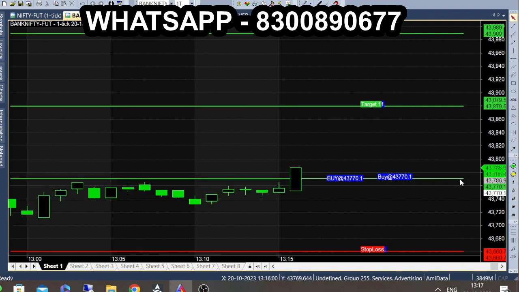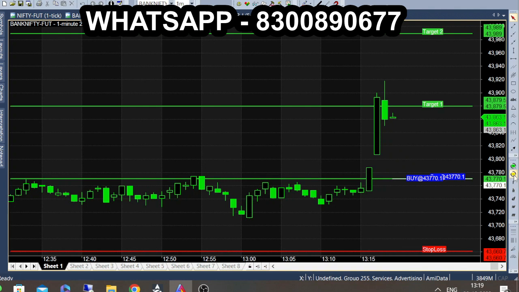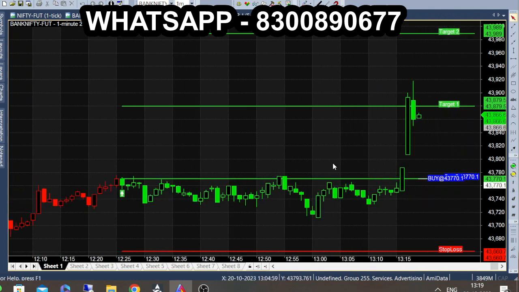After 1:15, a sudden gap up. During that momentum, from a single candle, it broke out the first target range. Like this, today's call was generated and broke out the first target, and the market was in continuous bullish momentum and moved all the way up to 43,900.